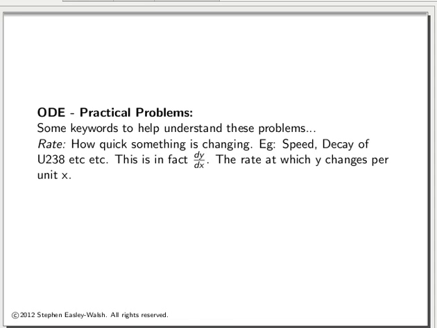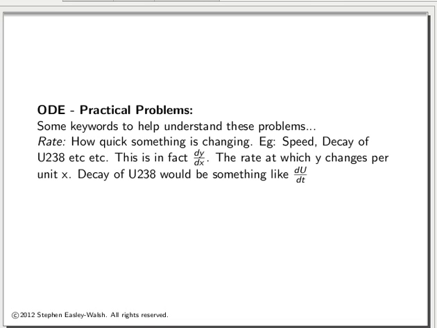So for example, decay of U238 would be something like dU/dt, because it's how much uranium you have per time. Now, this is decaying, so it's actually decreasing. But we can have things that are increasing, like speed as well. So it can be both directions here. But the key thing here is rate means how quickly it's changing, and it means derivative for us. Okay. Next word.